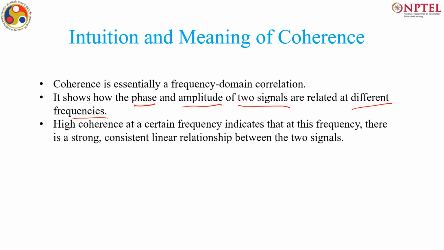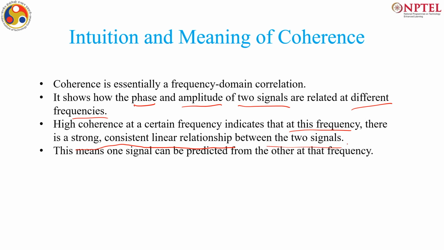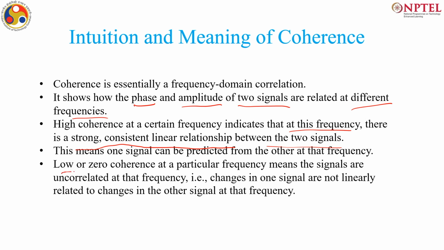If you have a high coherence at a certain frequency, that indicates that at this frequency there is a strong linear relationship between the two signals, which technically means that one signal can be predicted from the other signal at that specific frequency. On the other hand, low or zero coherence at a specific frequency means that the signals are uncorrelated at that frequency, or changes in one signal are not linearly related to the changes in the other signal at that specific frequency.